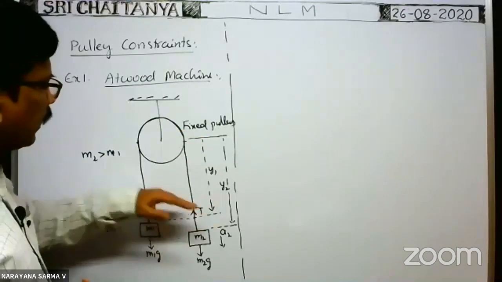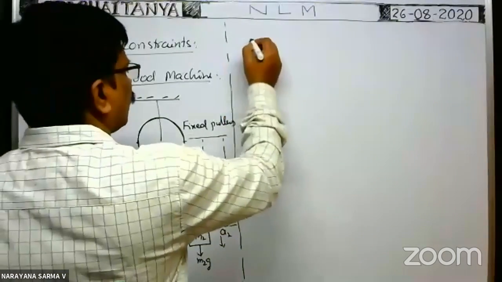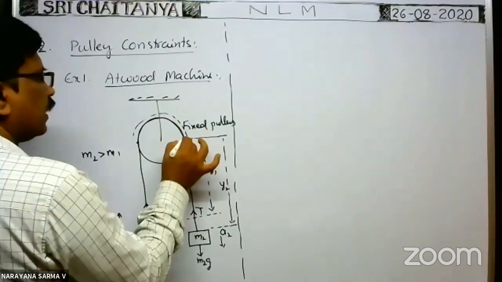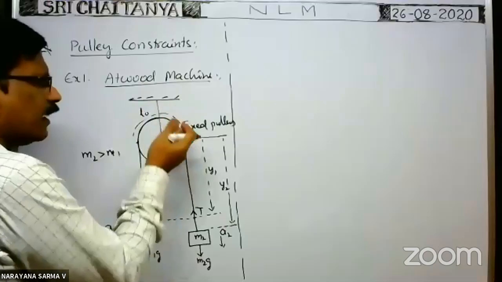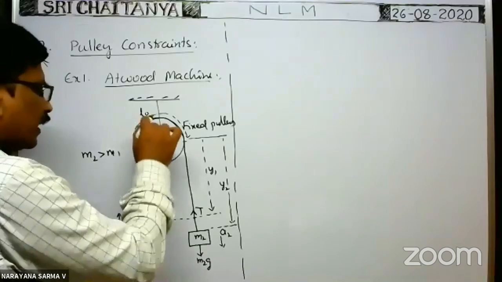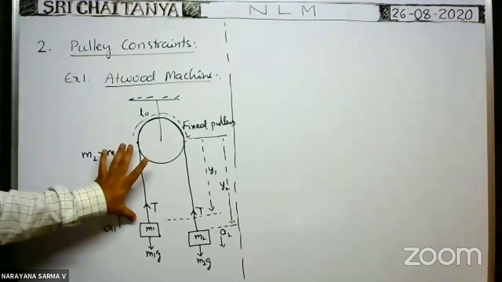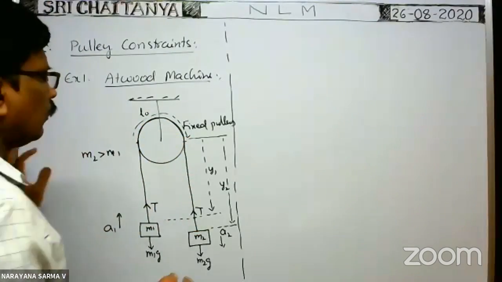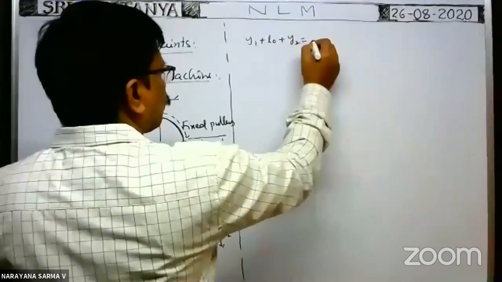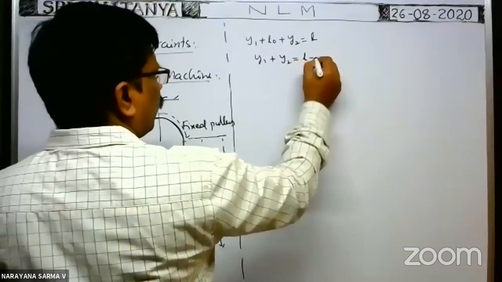From this position, we measured the length of the string. What is the total length of the string? Suppose this length of the string, from this position to this position, is say L0. Of course, this is negligible; we need not write it, even then, say that is L0. What is the total length of the string from these dimensions? It is y1 plus L0 plus y2. If the total length of the string is L, then y1 plus y2 is equal to L minus L0.